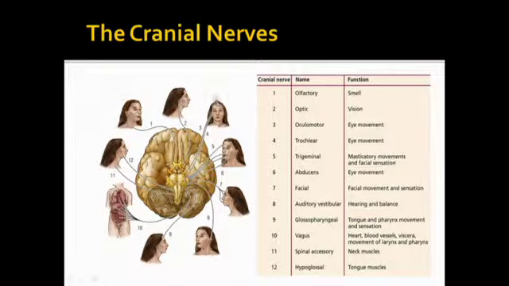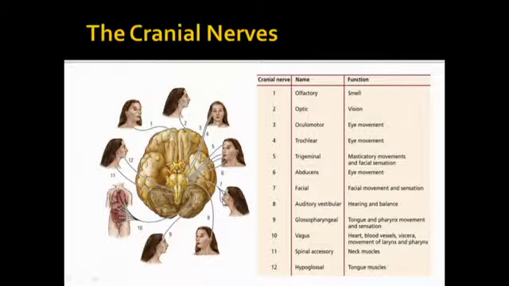So for example, cranial nerve 1 here is the olfactory nerve, and it's involved in smell. Cranial nerve 2 is the optic nerve. Cranial nerve 3 is the oculomotor nerve, and it's involved in eye movements along with cranial nerve 4. Cranial nerve 5 is the trigeminal nerve. It feeds into the face, and it's important in masticatory movements, chewing, and facial sensations. Cranial nerve 6 is the abducens nerve. It's also involved in eye movements. So you can see we have 3 whole nerves involved in moving our eyes, right?